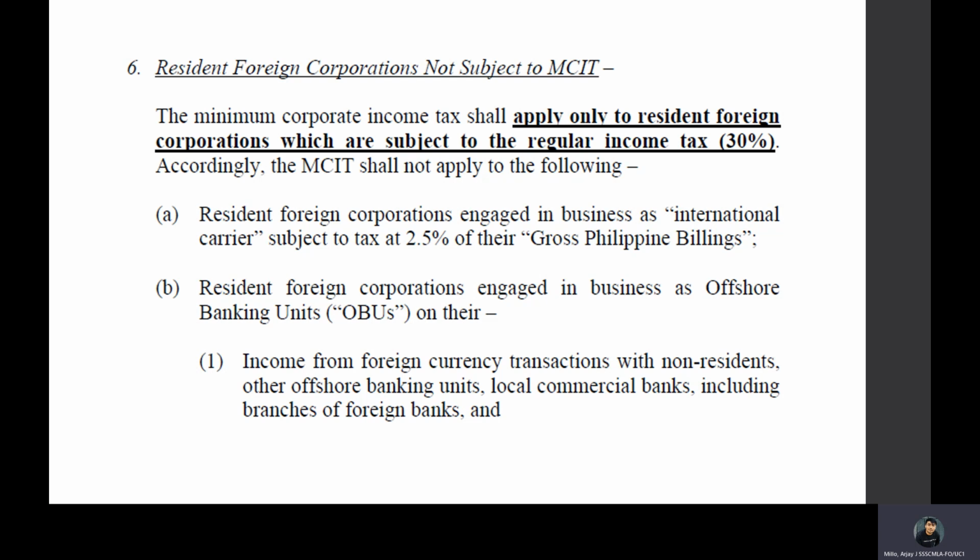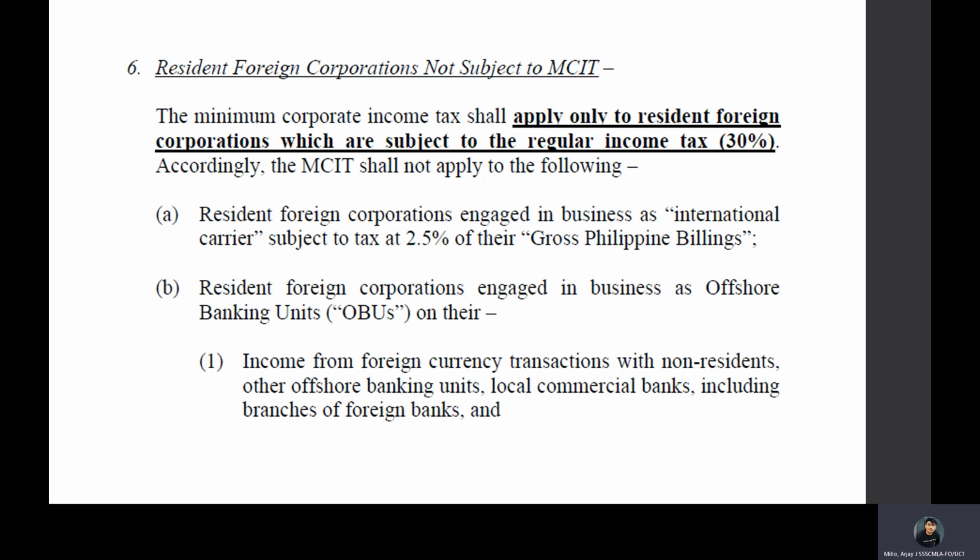So the minimum corporate income tax shall apply only to resident foreign corporations which are subject to regular income tax rate. Resident foreign corporations engaged in business as international carrier are subject to tax at 2.5% of their gross Philippine billings. So itong mga special corporations kasi nito, meron silang corresponding fixed rate na hindi sila yung subject dun sa regular income tax. So ito yung mga special corporations.